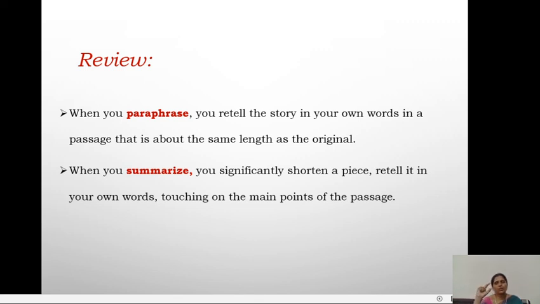It focuses only on the main points of what the author tried to state. It leaves out all the other less important details and examples included in the text. Only the main thing is what a summary focuses on. So that is the difference between paraphrasing and summarizing.